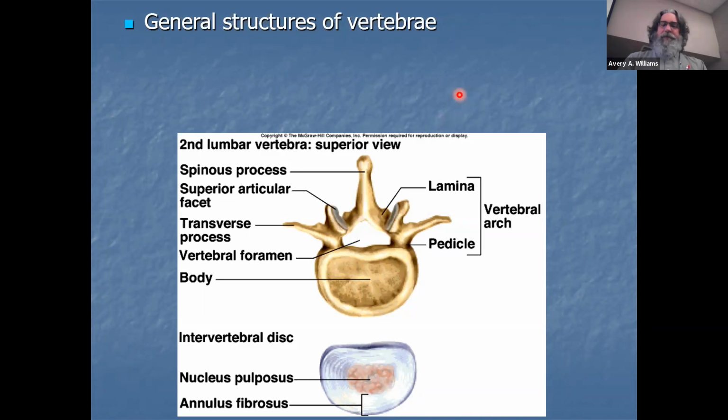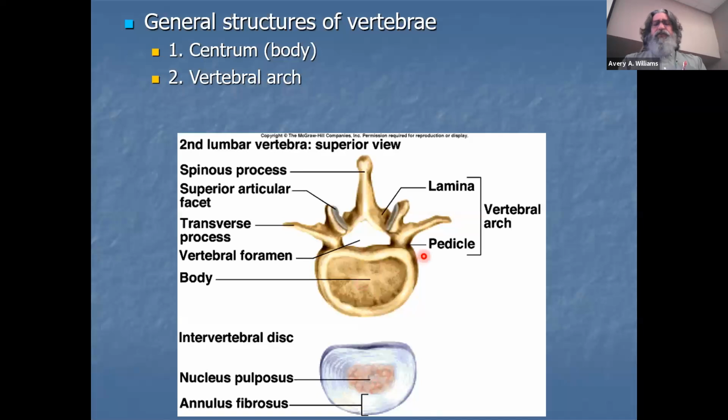So here I share with you the general structures of a vertebra. Anyway, first thing I have is the centrum, or sometimes it's called the body of the vertebra. It's the large, round, weight-bearing portion of the vertebra. That's the portion that contains the intervertebral discs, the discs that are between the vertebrae. They'd rest right there. Remember, it was made out of fibrocartilage. Remember all that? So there's two main parts of a vertebra, the centrum, or the body, and then everything else that's attached to the top of it.